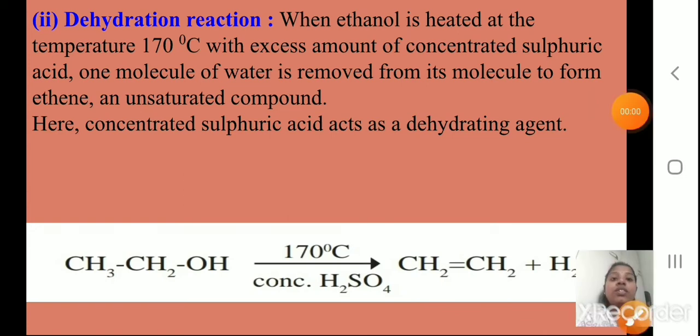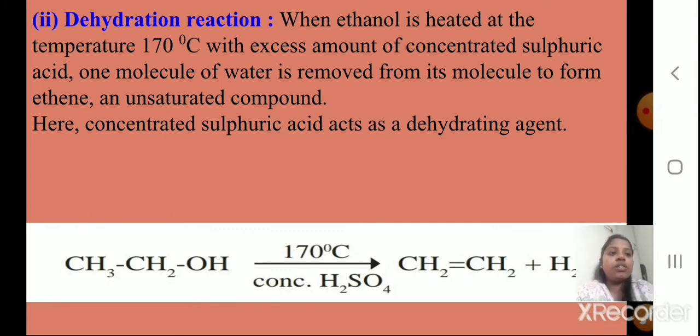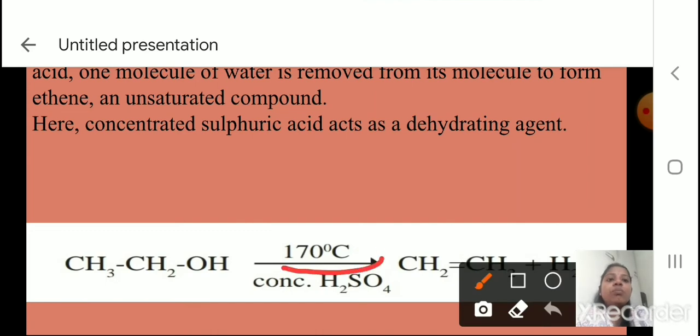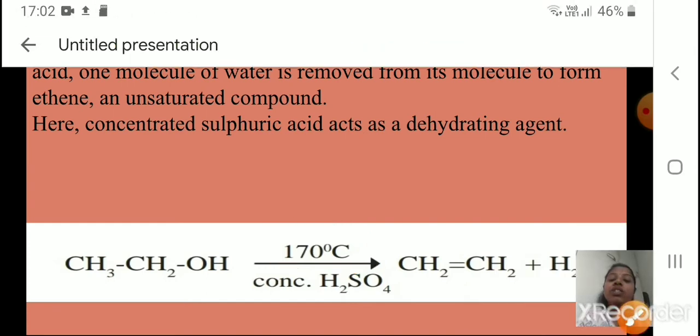So the reaction: CH3CH2OH gives CH2=CH2 plus H2O. See here, this is important: 170 degrees Celsius and in the presence of concentrated H2SO4. I hope this reaction is clear to you.